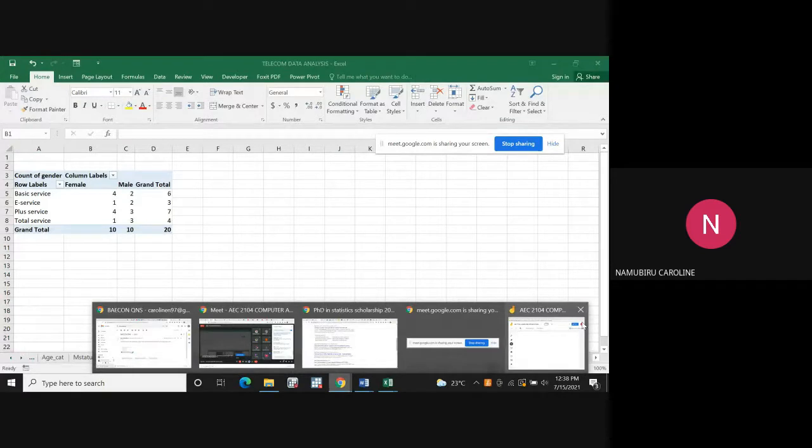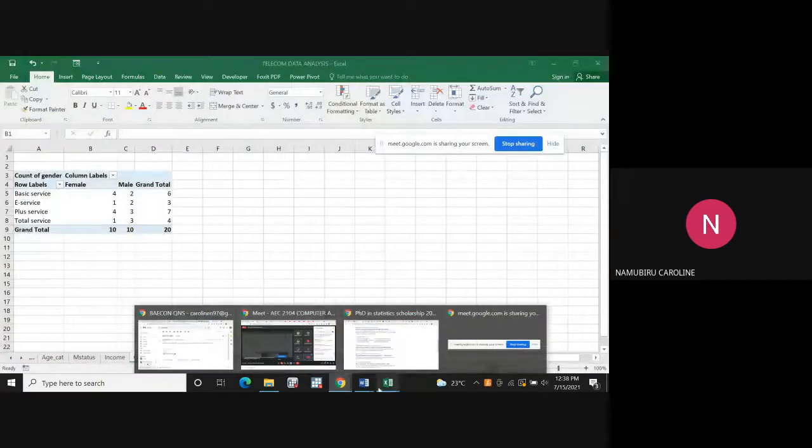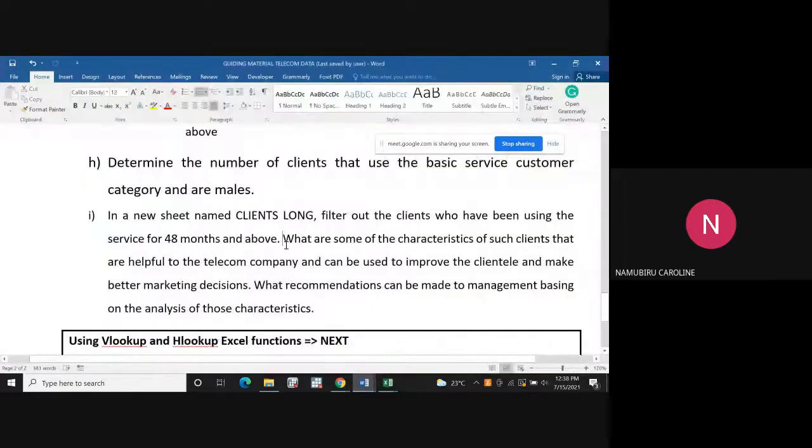So we are going to now continue and look at the last piece. In a new sheet named clients long, filter out the clients who have been using the service for 48 months and above, and then let us finalize with this. So let us come to our data.